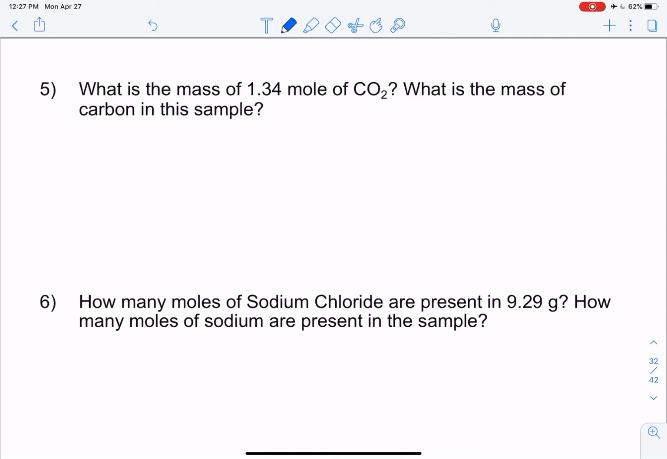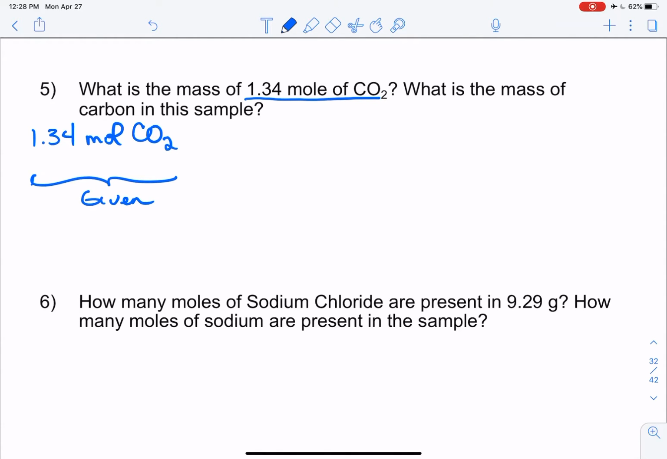So in order to work problems like this, we want to break it down into parts and we want to start with the given. We have to take a look at this problem and see what kind of information it gives us, and that is 1.34 moles of carbon dioxide. So we're going to start by writing down the given. And this right here is our given.